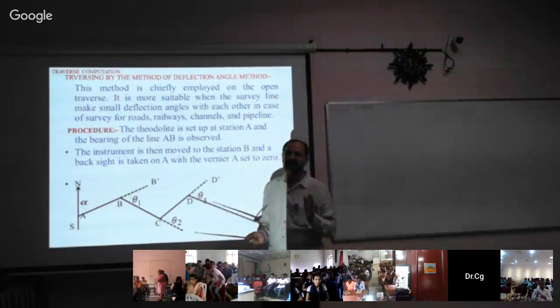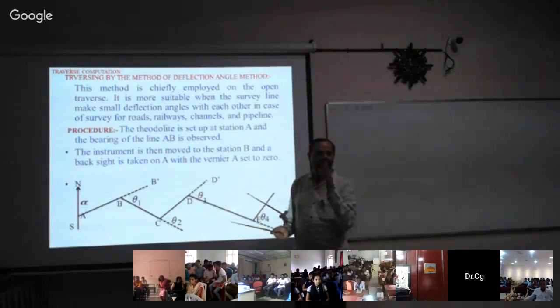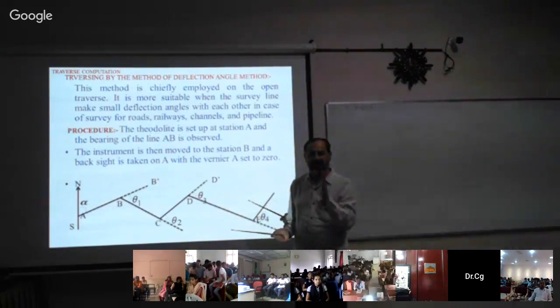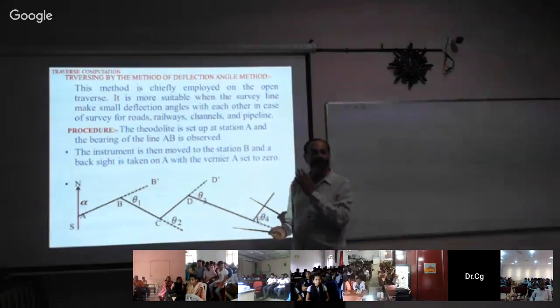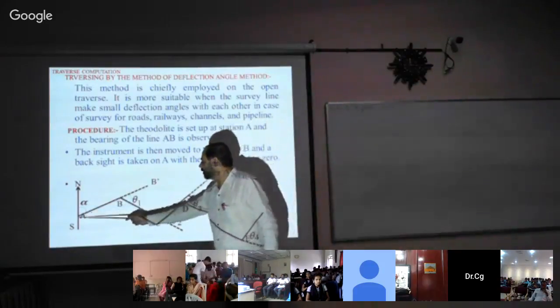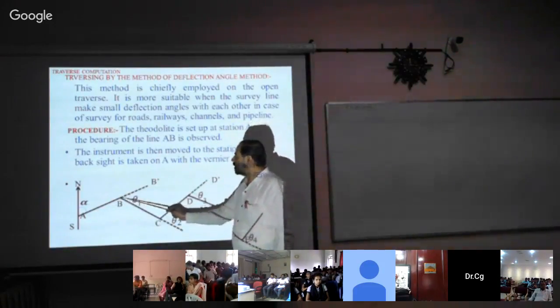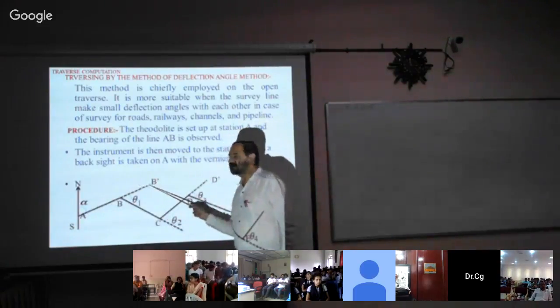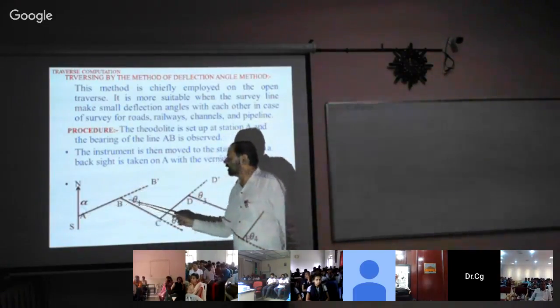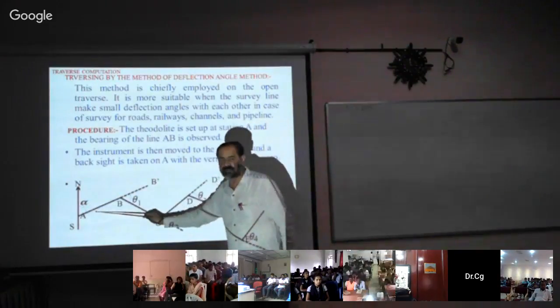Because sometimes we need to check the work, we may need to verify it now and then at some intervals. So this is AB; prolong this line, measure the length of the survey line AB, and then measure the bearing.